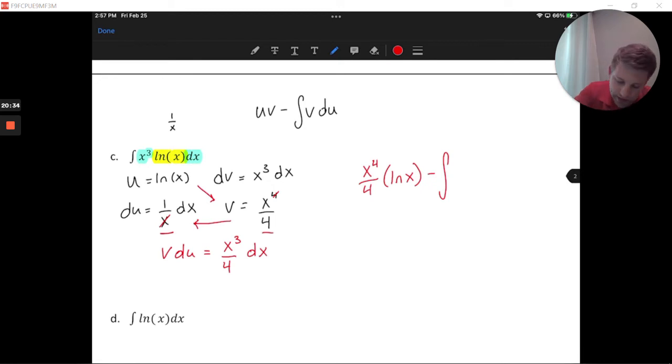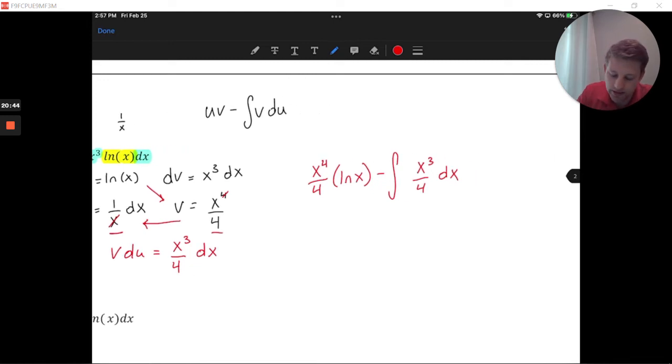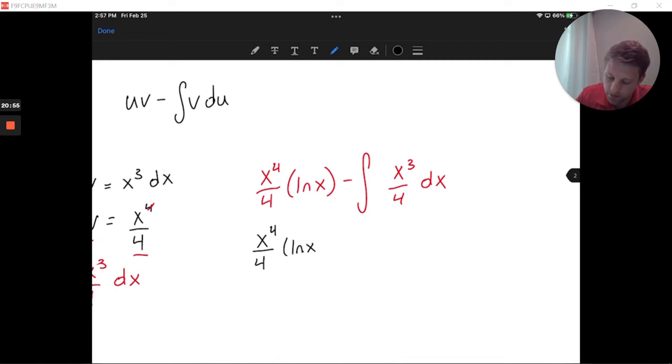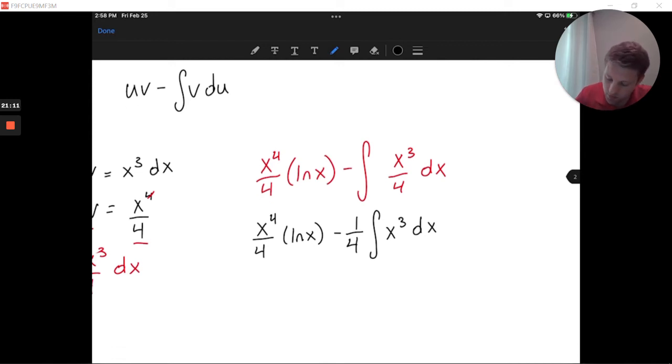So let's go ahead and jot that in. We have x to the 3rd divided by 4 dx. Now we can consider taking another antiderivative with what we have left here. So we have x raised to the 4th over 4 times the natural log of x. And then if we want, you can pull out the negative 1/4 and integrate x to the 3rd dx here. And that will become the following.